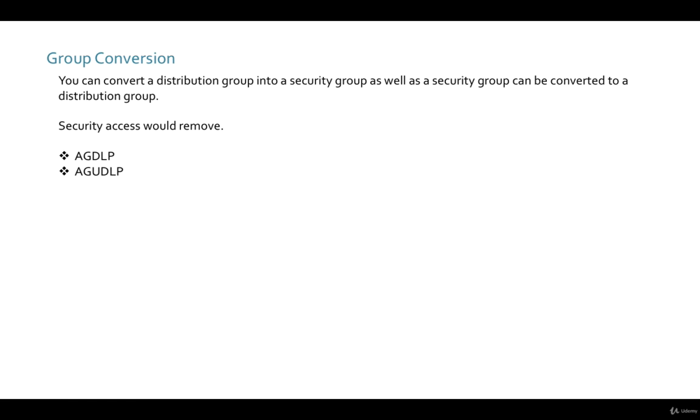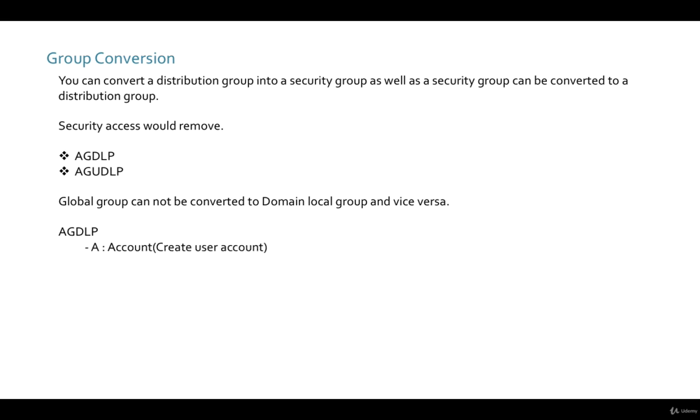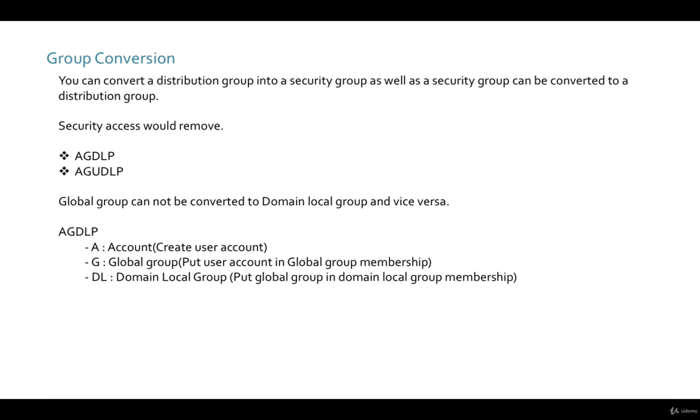Now I will discuss the HDLP group strategy. In the HDLP group strategy, first you need to create a user account, then create a global group and put the user account that you created in the first place in the global group membership. Then create the domain local group and put that global group in the domain local group membership. After that, you can assign permissions, security permissions, anything to that specific group.